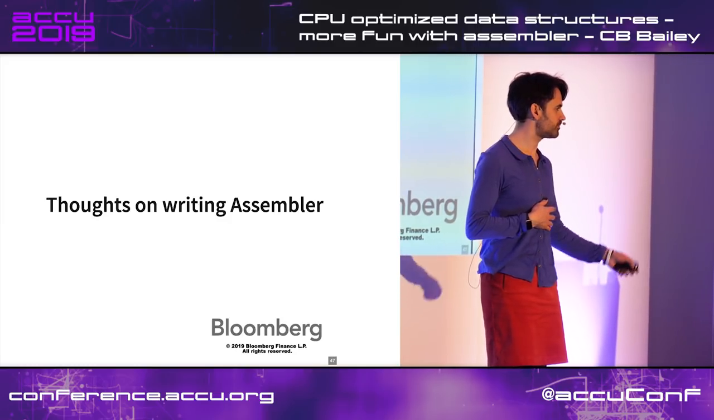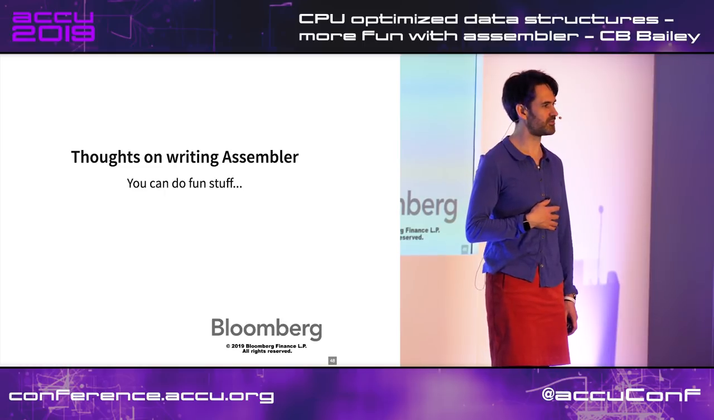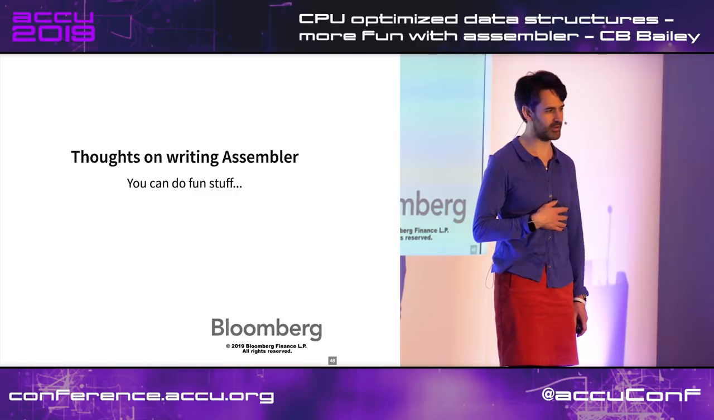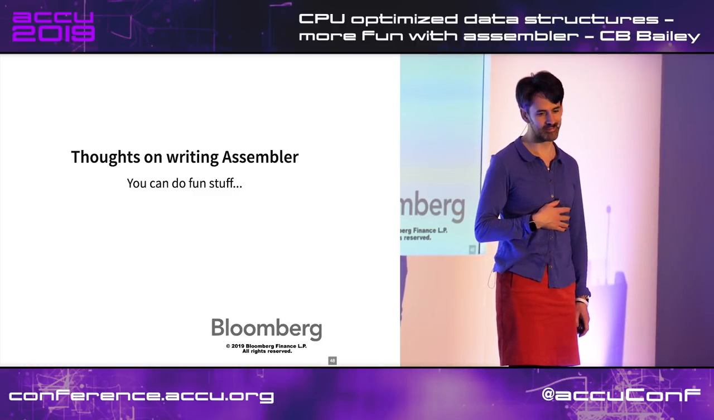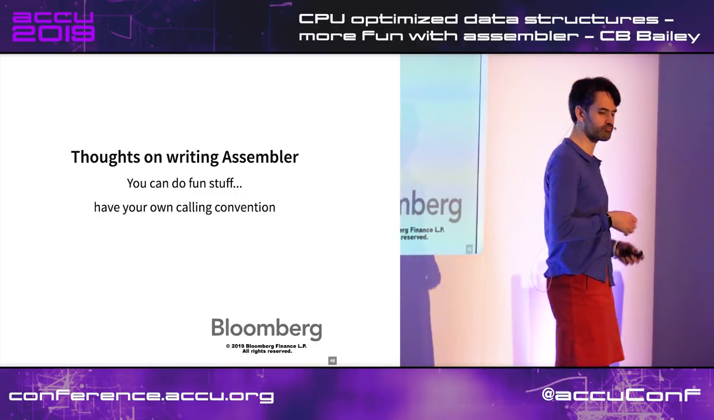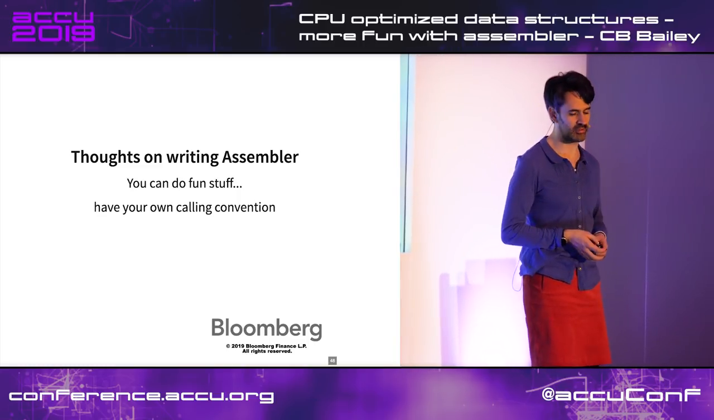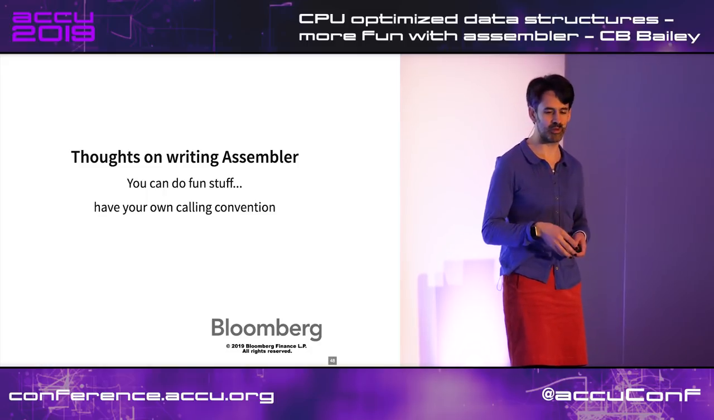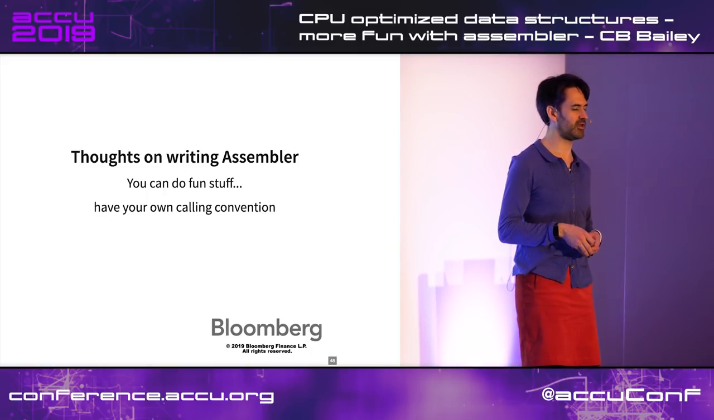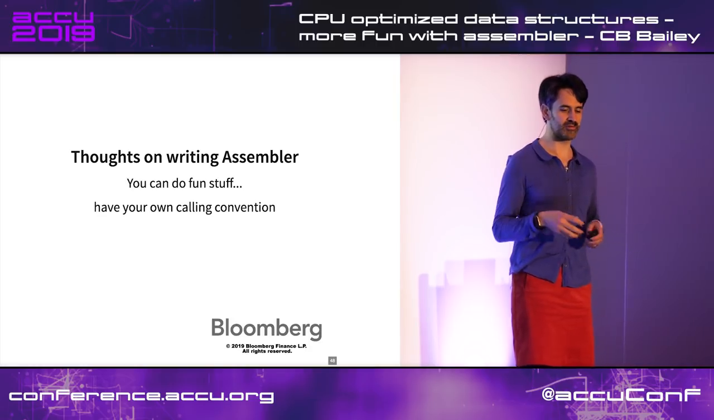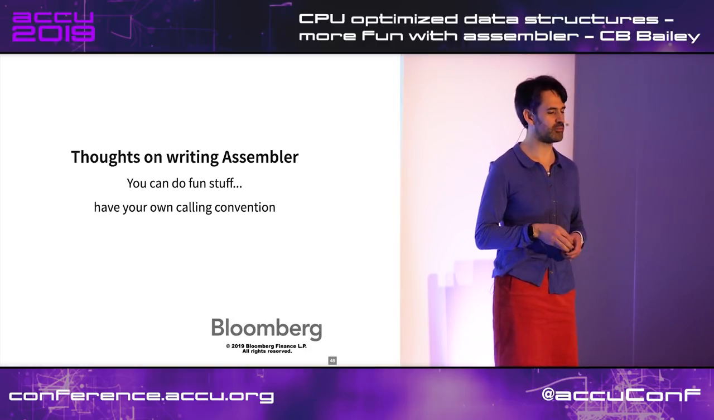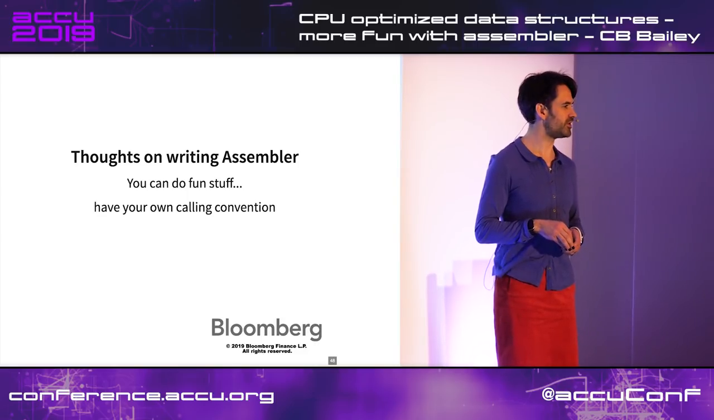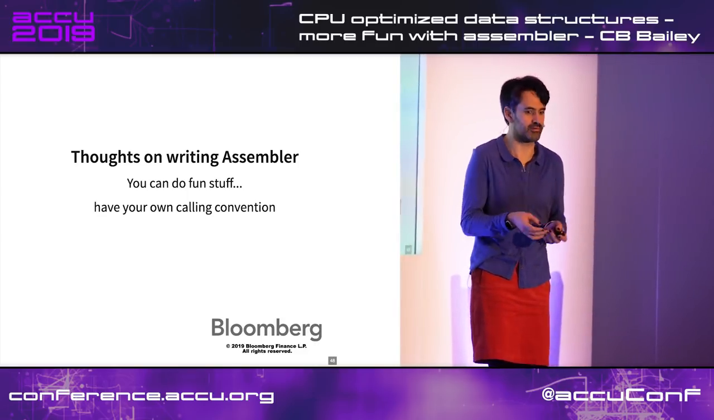It's fun. You can do fun stuff. It makes you feel a bit clever and evil at the same time. You can have your own calling convention. 32-bit calling convention is quite easy to comply with, apart from a few exceptions I'll come to in a moment. But you can also do stuff like, these two functions have the same sort of preamble, and in this special case, I can just jump into the middle of this other function. So, why not?